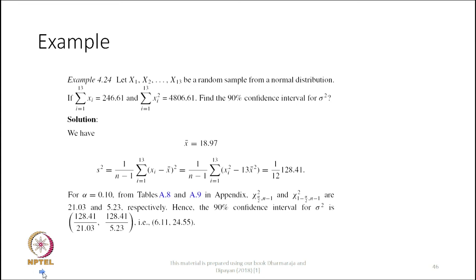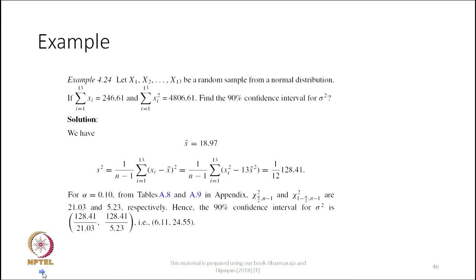So, there is a very simple problem in which you have samples taken from the normal population and the sample size is 13. Instead of each sample being provided, we have been given two pieces of information. Using that, we are trying to find the confidence interval for sigma square with 90%.